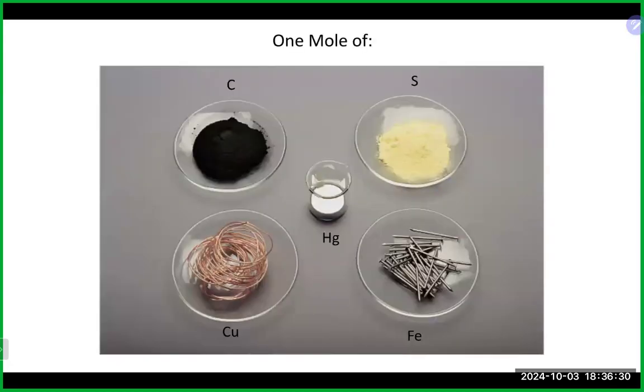So let's try some here. Here's 1 mole of each of these substances. If I put 1 mole of all of these into beakers, would they all look visually like the same amount? They wouldn't, right? Because 1 mole of carbon is 12.01 grams, and 1 mole of sulfur is 32.07 grams. So although they all represent 1 mole of something, in terms of grams they represent a different amount in each of those cases.